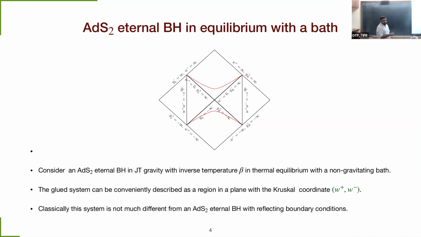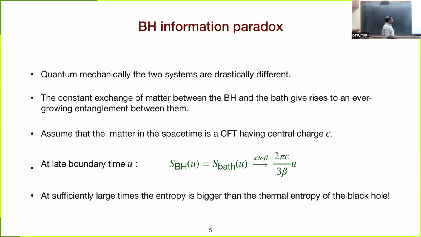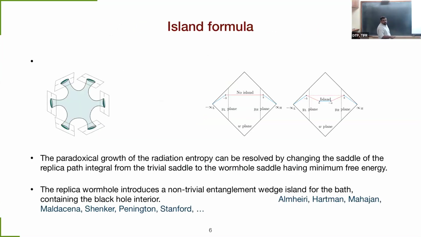Before the Page time, one can see that the right saddle is the usual geometry, and once you cross the Page time, the saddle should not just be these disconnected replica geometries. Instead, you should connect the gravitational regions of each copy in the replica through a wormhole. So this is a Euclidean calculation. Yeah, that's Euclidean. The original problem was Lorentzian.